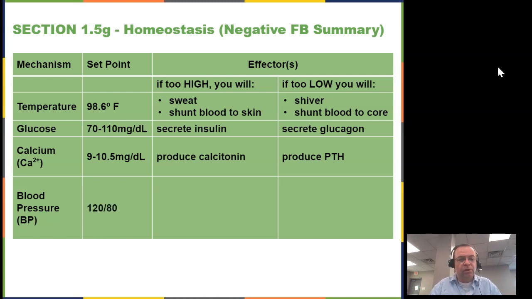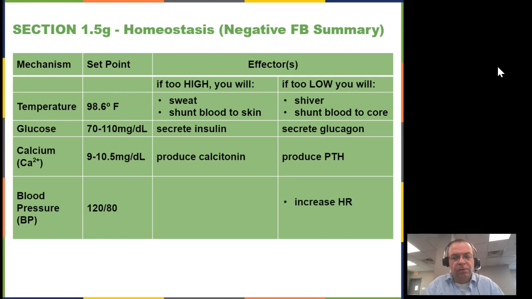Blood pressure is 120/80, and I forgot the units there. It's millimeters of mercury, mmHg. Units, units, units! So the effectors, as we did in 1.5F, we're going to look at the too low scenario first because that makes more sense.